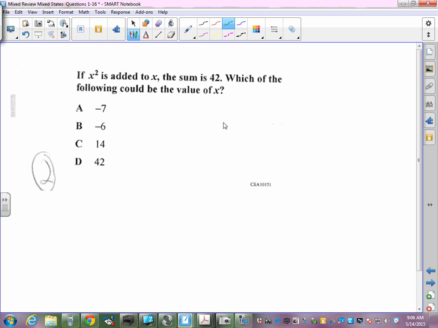Let's look at this one. If x squared is added to x, the sum is 42. What would the equation be? It'd be x squared plus x equals 42. That equation is degree 2 or higher. Anytime you have an equation degree 2 or higher, you solve it by setting it equal to 0. So what do we need to do? We need to subtract 42 from both sides.